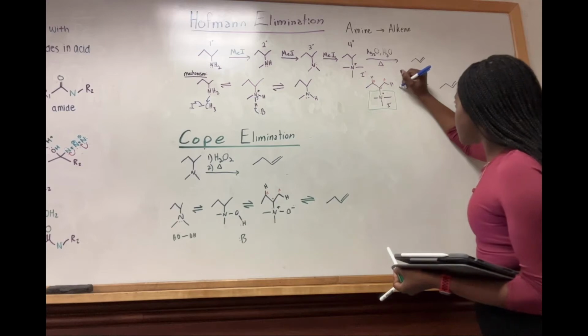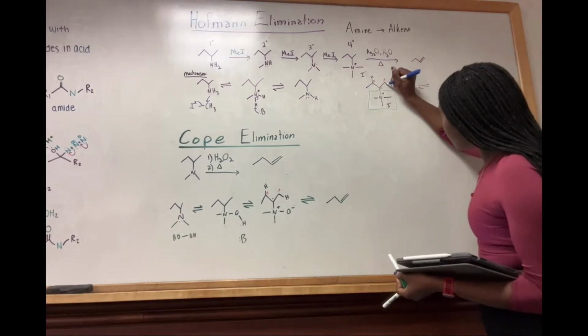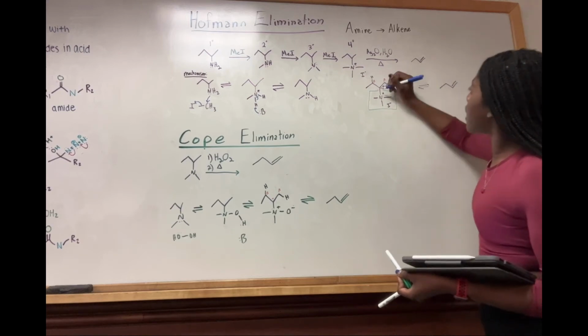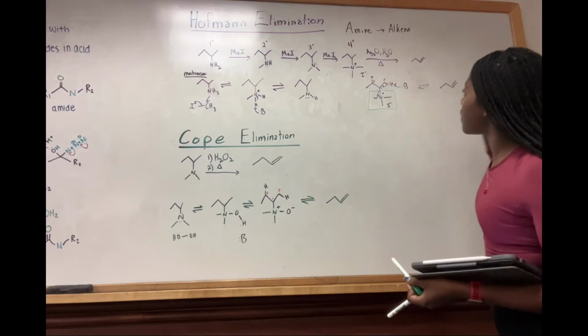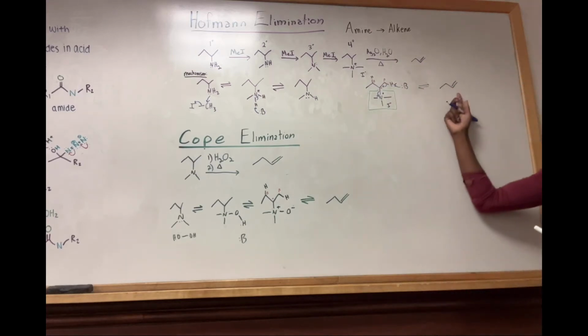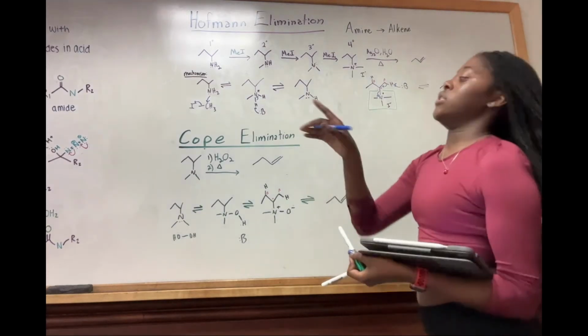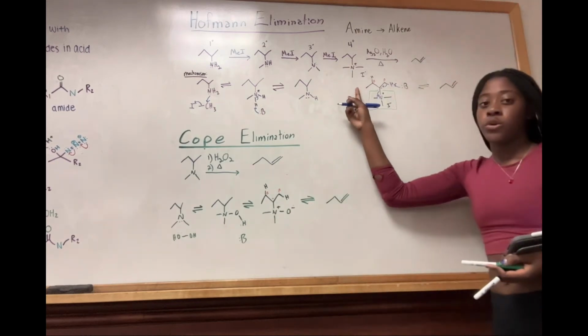So this base can attack or grab this proton, and then the electrons from that bond will go into make this double bond, and then we can have this as our leaving group. Then that'll form our alkene. Now with the Cope elimination, we typically start with a tertiary amine because we are not going to go to the quaternary amine.